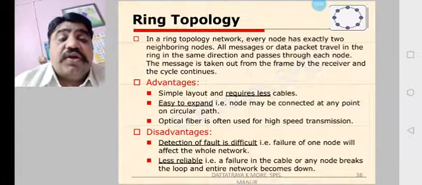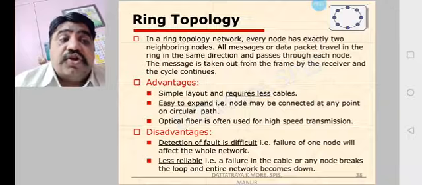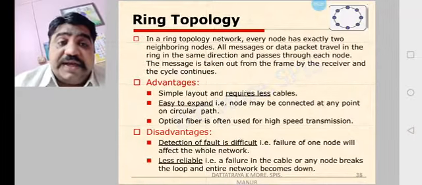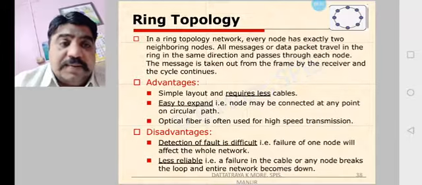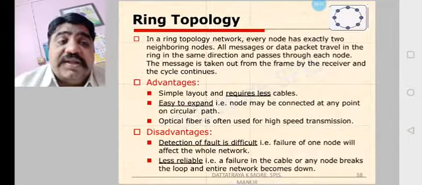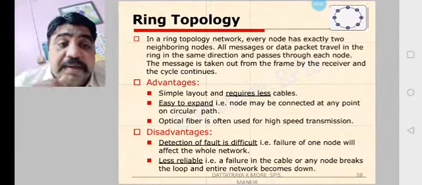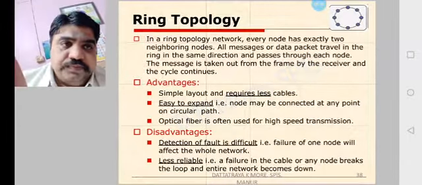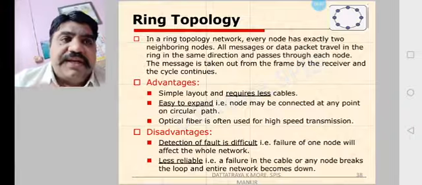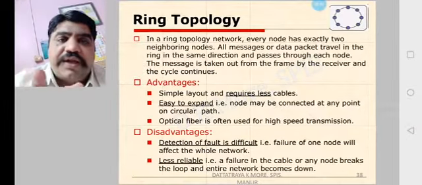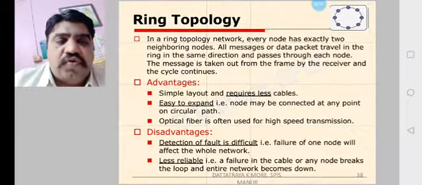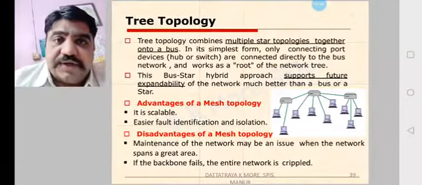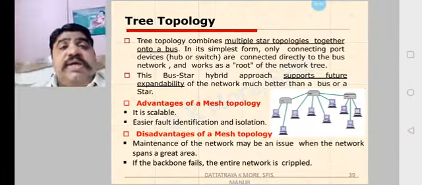Disadvantages: detection of fault is very difficult, and failure of one node will affect the whole network. Less reliable, that is, a failure in the cable or any node breaks the loop and the entire network goes down, because suppose A, B, C, D are there, and B is not working, then A and C also will not work. Let us go ahead. Some advanced topologies are there after these basic topologies.